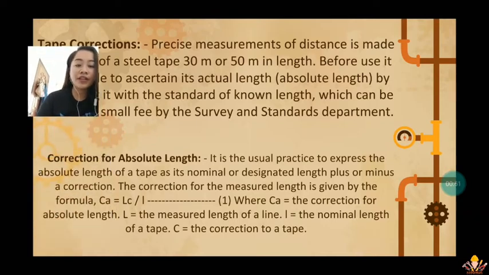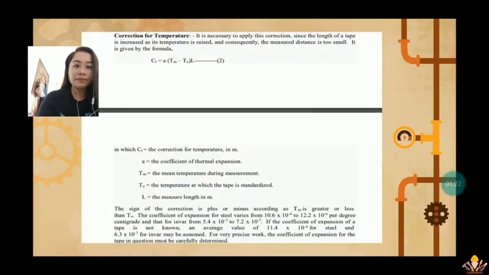We also have the correction for absolute length. It is the usual practice to express the absolute length of the tape as its nominal or designated length plus or minus a correction. The correction for the measured length is given by the formula CA is equal to LC over l, wherein CA is the correction for absolute length and L is the measured length of a line, l is the nominal length of the tape, and C is the correction to a tape. So we also have the correction for temperature.